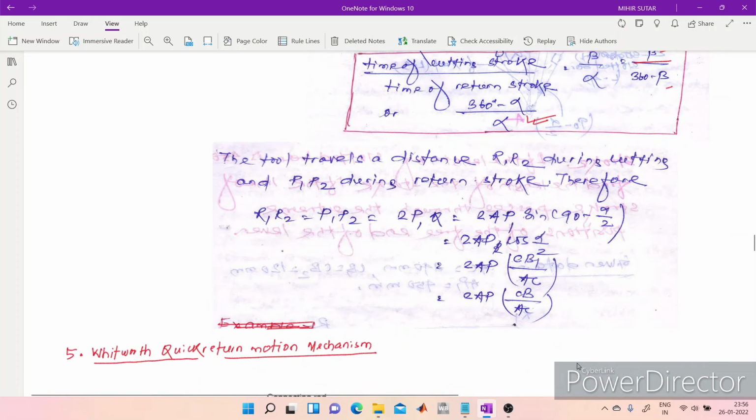So the tool travels a distance from R1 to R2 during the cutting and P1 to P2 during the return stroke. Therefore, this R1 R2 is equal to P1 P2, which is equal to 2 P1Q, or it can be represented as 2 AP1 sine of (90 minus alpha by 2). You can see from the geometry, or in simple terms it is equal to 2 AP into CB by AC, the ratio of CB by AC. So this is the fourth possible inversion of single slider crank chain.